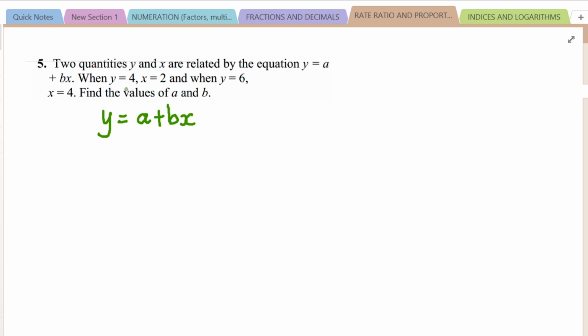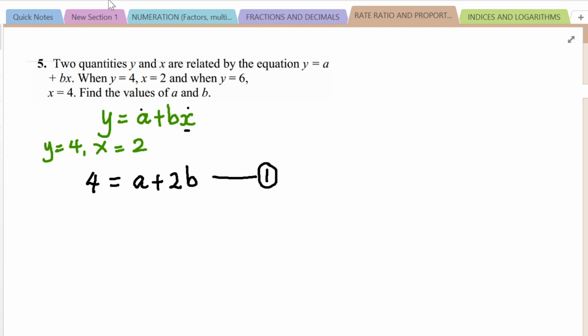So they're saying that when y is 4, x is equal to 2. So when y is 4, x is equal to 2, let's formulate that equation. This means that y is 4 is going to be equal to a plus bx. Our value of x here is 2, so it's going to be plus 2b. That is equation 1.